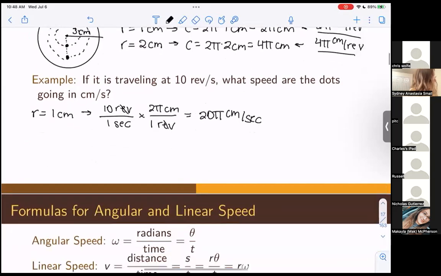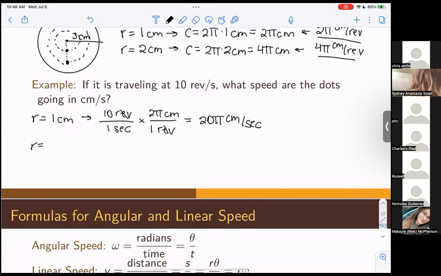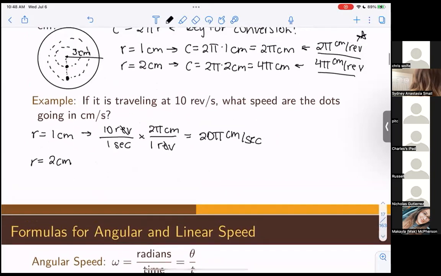Similarly, we can do the same calculation with the dot that is 2 centimeters away from the center. This stays the exact same because that is just the angular speed. We're talking about how many revolutions per second that we are rotating the CD. So this is just still 10 revolutions per 1 second. That doesn't change based on the dot.